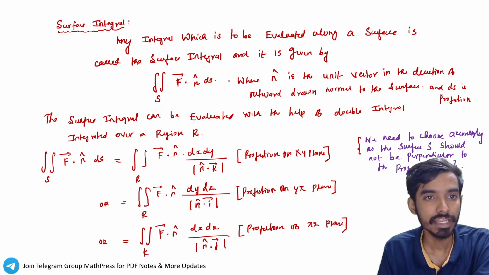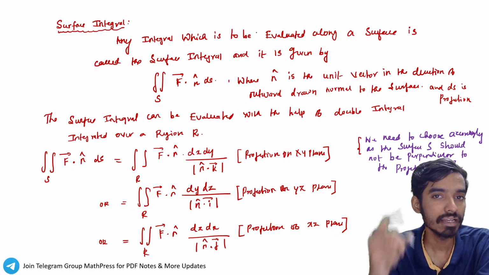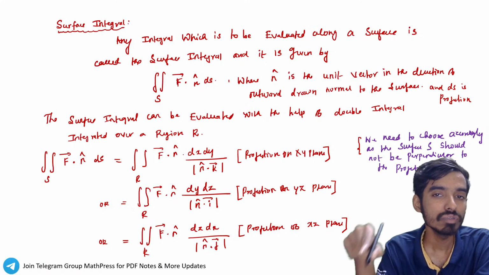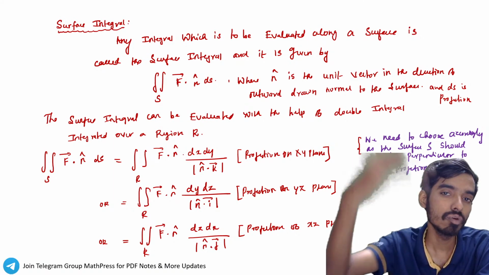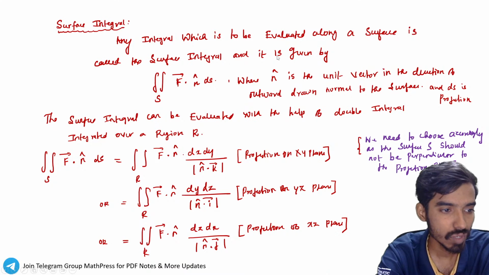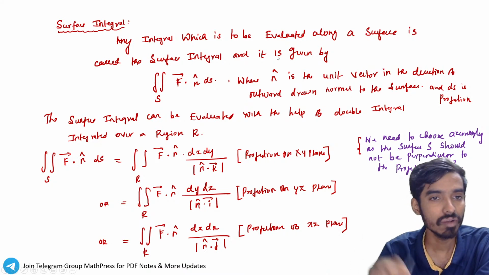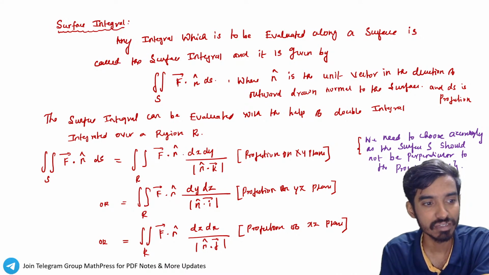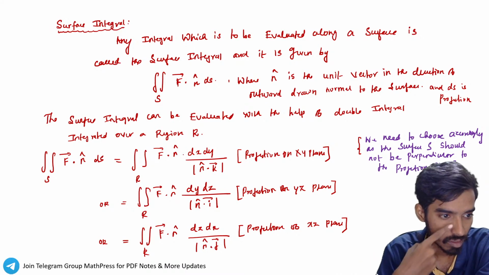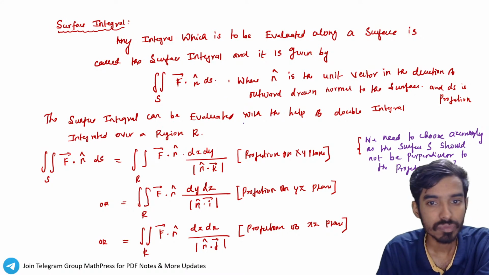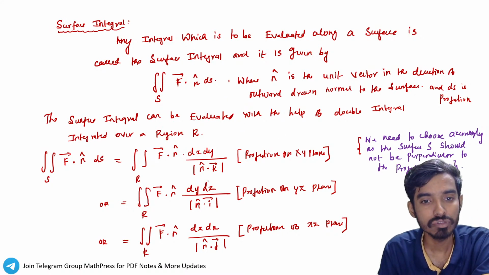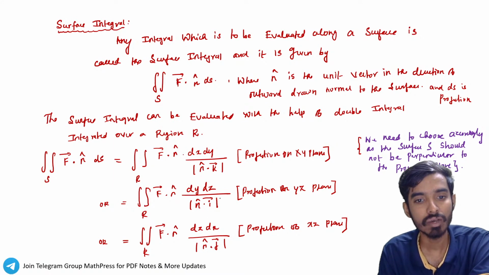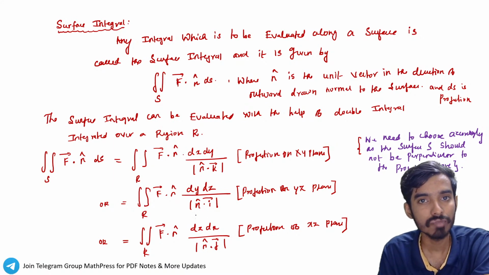Any integral which is to be evaluated along a surface, that is what I said in the beginning. In a line integral, you use a curve C and you get the output. So instead of this curve C, we are going to use a surface integral. It is very hard to visualize the three dimensions. Now we want to do the problem. You need to choose this or this or this accordingly. I'll explain that in the problem.